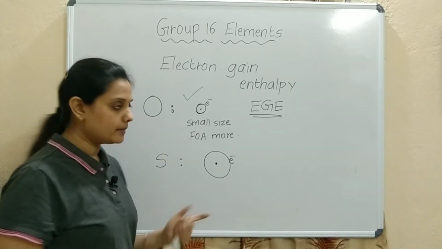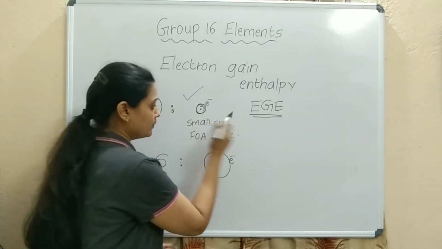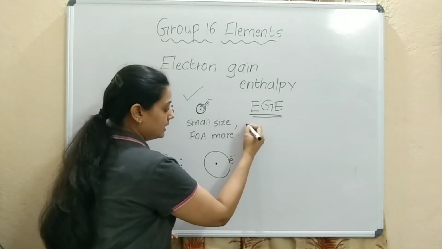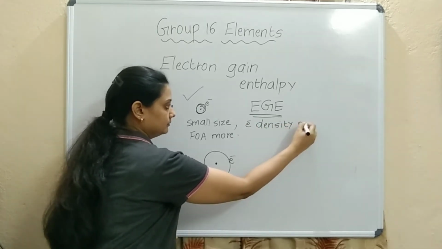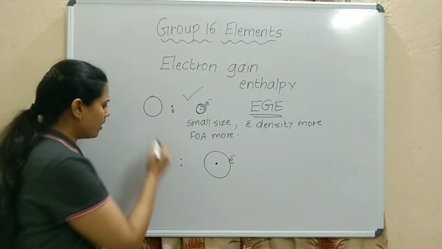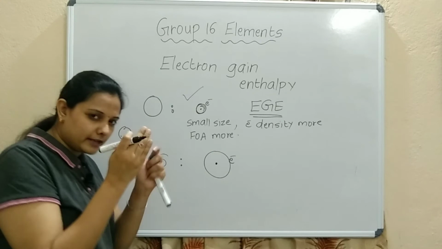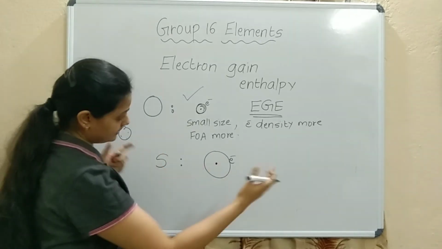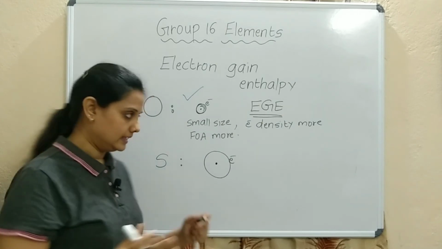Already the electrons are present in the orbits in case of oxygen. And it is a small size element, so the electron density is also more in case of oxygen. Correct? Small size means what? The electron density will be more because the electrons are very near to each other. Big size means the electrons are scattered here, there. So the density is less.